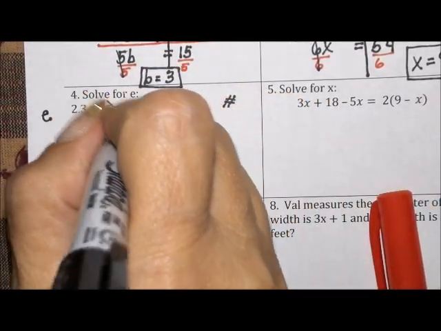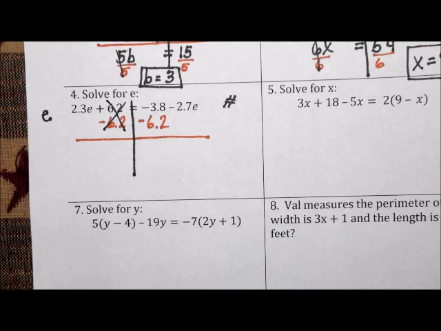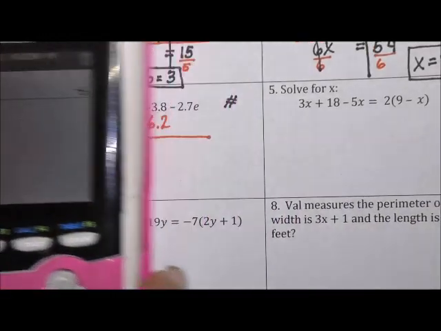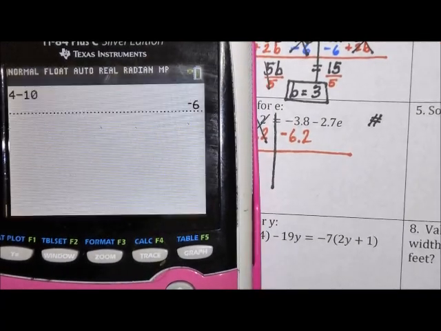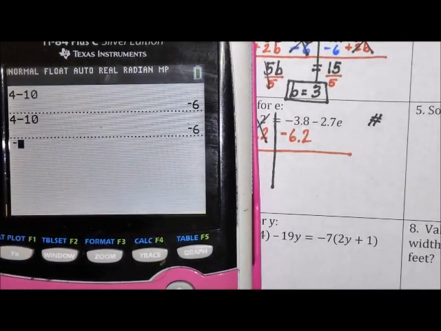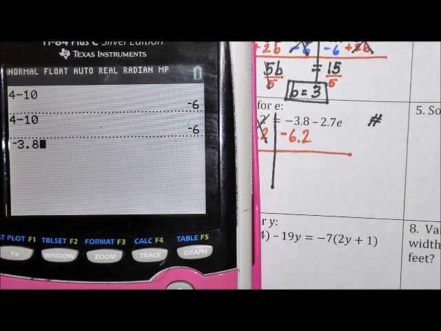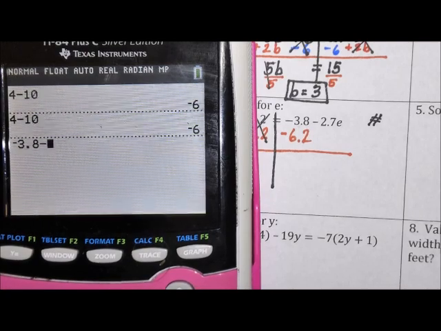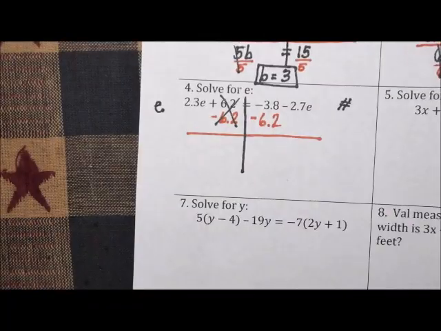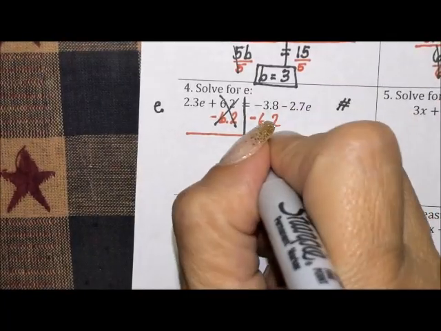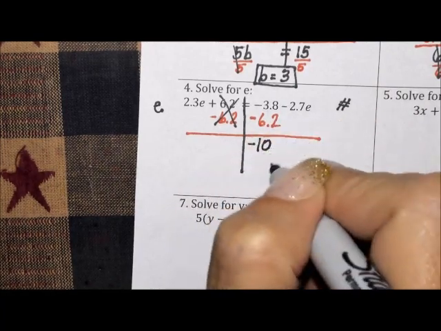This will cancel out. And you know what, we'll just use our calculator. I can already see what it's going to be, but we're going to put it in there. So there it is. We're going to do negative 3.8 minus 6.2. Negative 10. So this right here is negative 10.